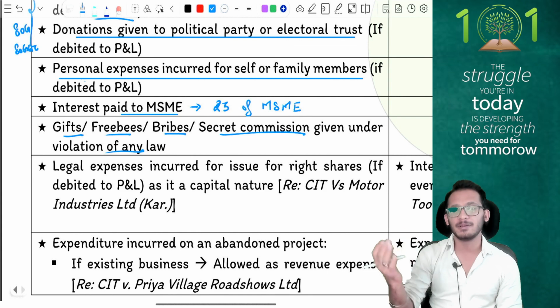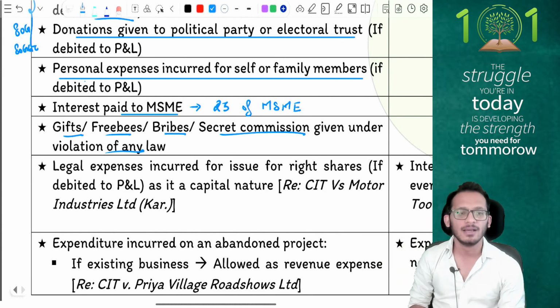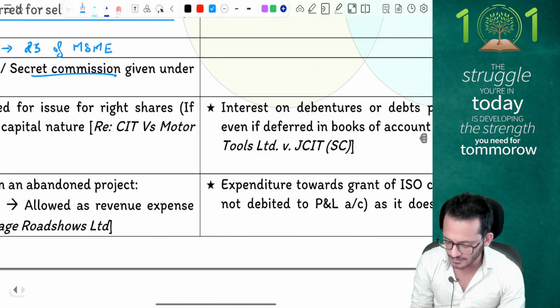Payments made to doctors, payments made to goondas, police officers, all those things will get disallowed because these are not allowed under any laws, and therefore those will get disallowed. Next items are what, people?